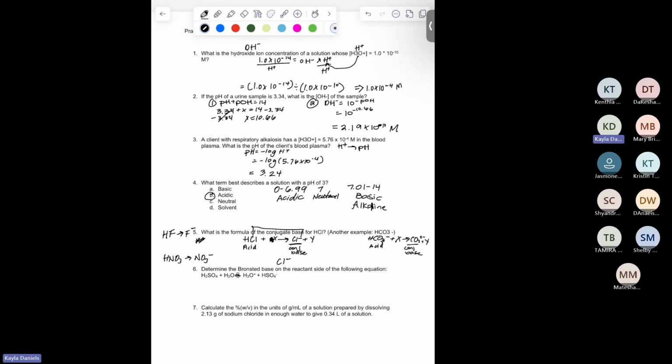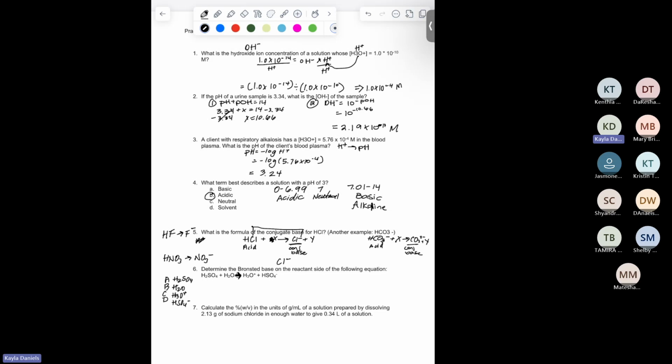The one below it, for some reason, all the arrows in this document got changed to question marks. But number 6, we want to determine the Bronsted base on the reaction side, because remember, this is going to be a multiple choice question. So maybe A is H2SO4, B is H2O, H3O plus, right? But just for the sake of it, we're going to go through and identify them all.